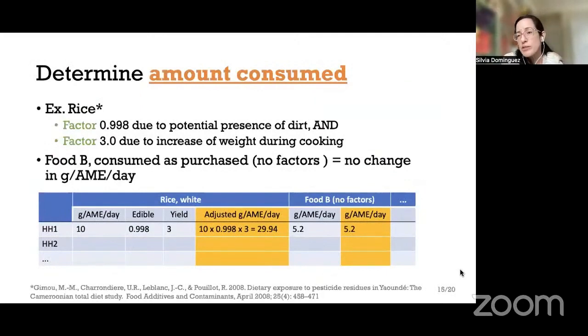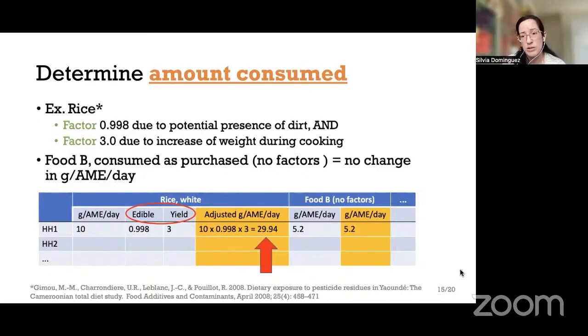So again, we have a simple example here for rice. Rice is transformed using two factors to account for, one, the presence of dirt in the raw material, and two, the amount of water gained during cooking. These two factors can be found in the scientific literature for this specific case. So after the conversion, the amount of rice per AME per day goes from 10 grams to almost 30, which is an important increase.